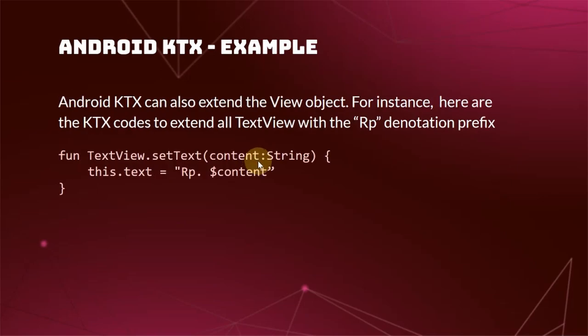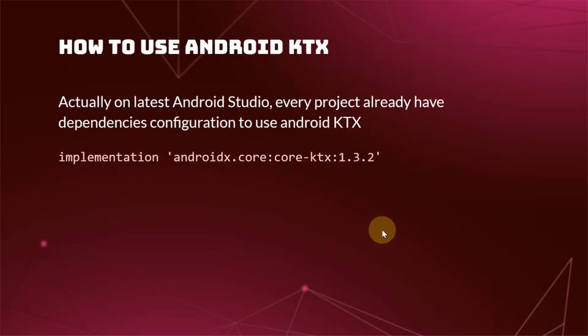All right. There is another example of Android KTX. As you can see here, it can also extend the view object. For instance, here are the KTX codes to extend all the TextView with the Rupiah denotation prefix. So we begin with fun and the TextView class. And as you know, the TextView also has the setText function, and then we use the parameter content string, which is what we want to display in the TextView body, and then we have this.text equals the denotation Rp as a prefix, followed by content. So when you call setText on an EditText or the TextView, it always shows Rp in front of it. Okay, so that's an example of KTX.